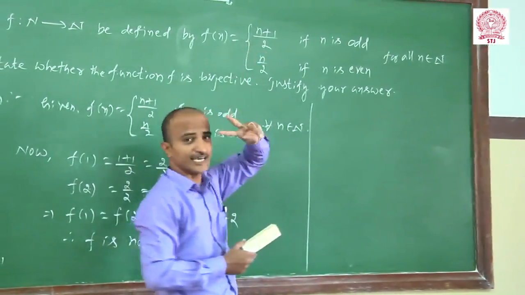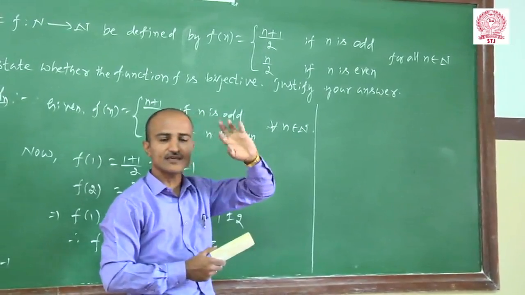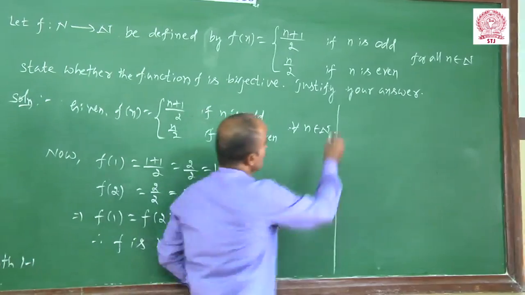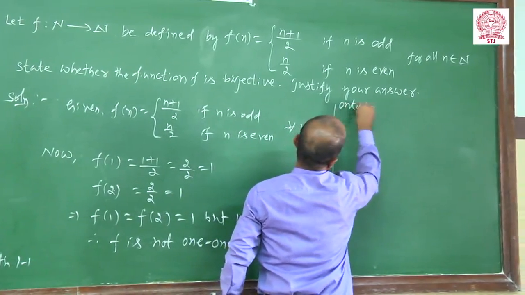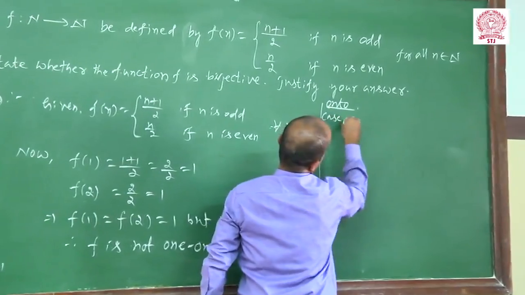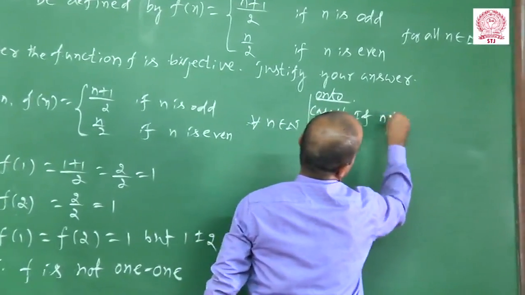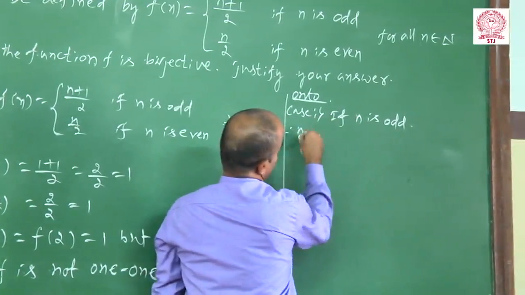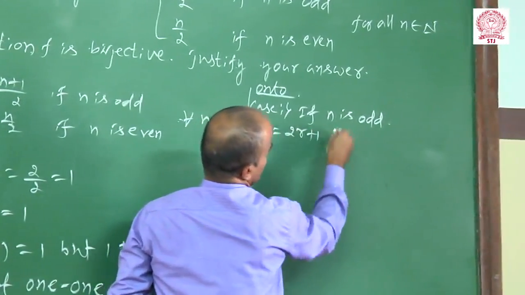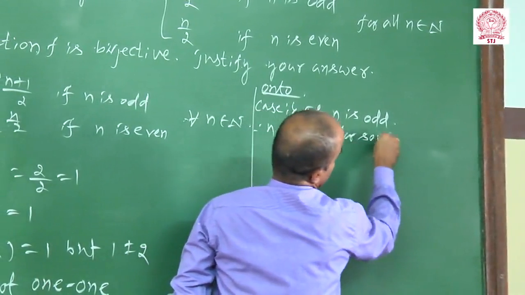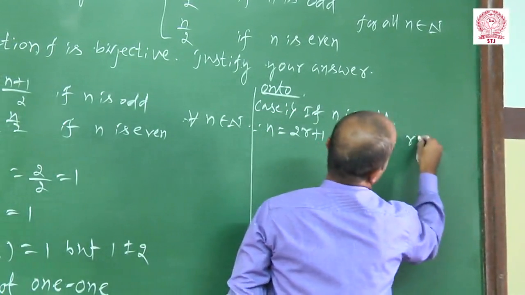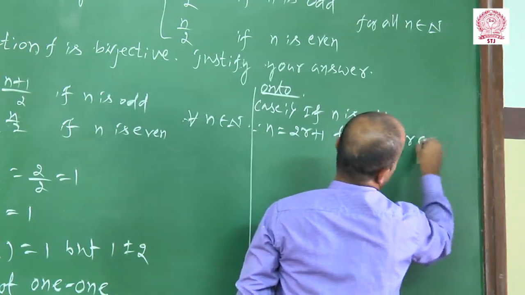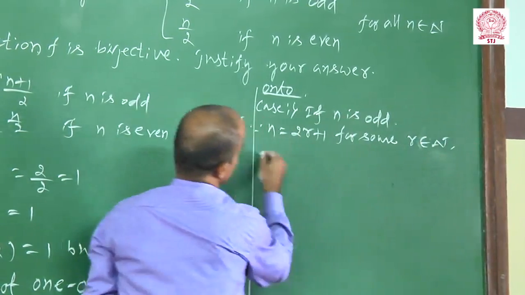See, here we have two cases. One is when n is odd, and another case is when n is even. Case for onto, case 1: if n is odd, therefore n equals 2r plus 1 for some r belonging to N.